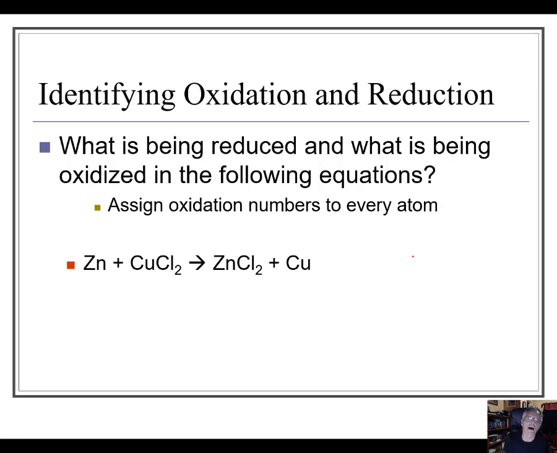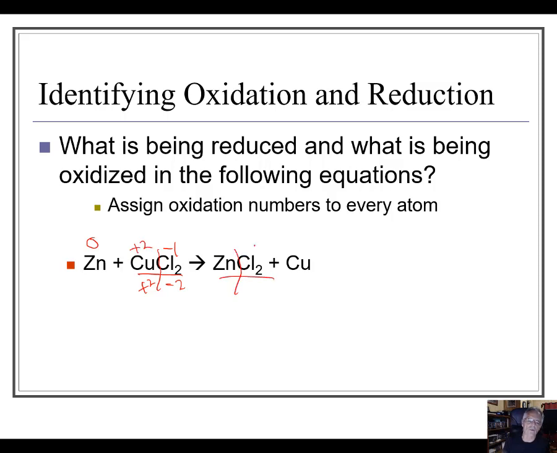Okay, identifying oxidation and reduction. What is being reduced, what's being oxidized in the following equations? Assign oxidation numbers to every atom. So this is zinc in its elemental form. Its oxidation state is 0. We'll use our little technique here. Chlorine is further up and to the right on the periodic table. It gets its charge. It's in group 7. It wants 1 electron. There's 2 of them. That's a minus 2. So over here we've got a plus 2.